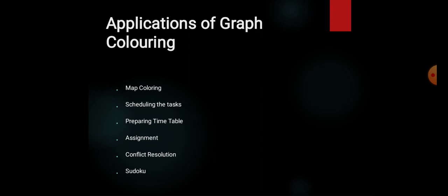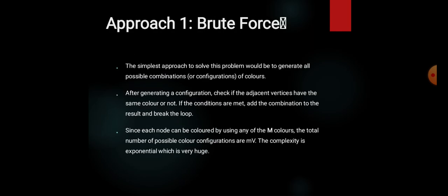Next, we are going to discuss the applications of graph coloring. The applications of graph coloring are map coloring, scheduling tasks, preparing timetables, assignments and conflict resolution, and Sudoku. All these things are applications of the graph coloring algorithm.